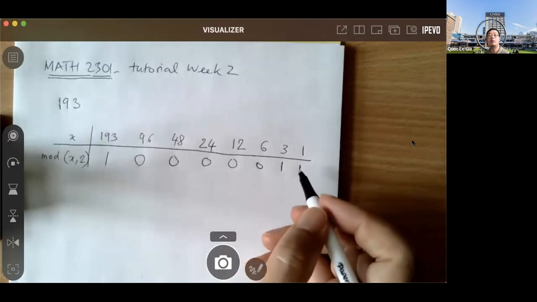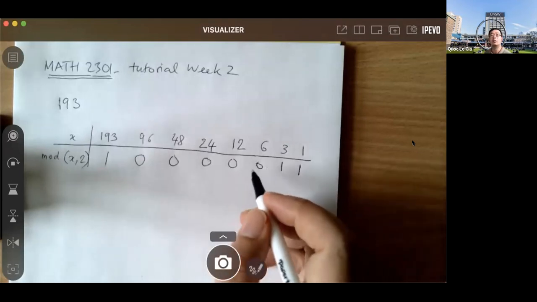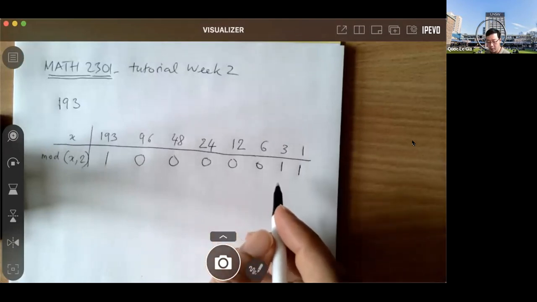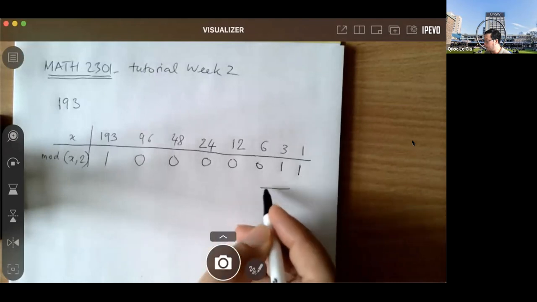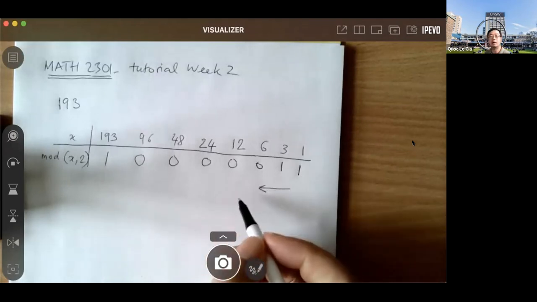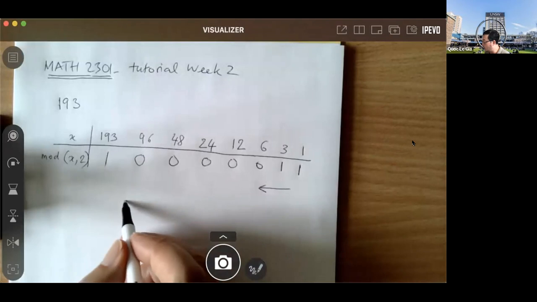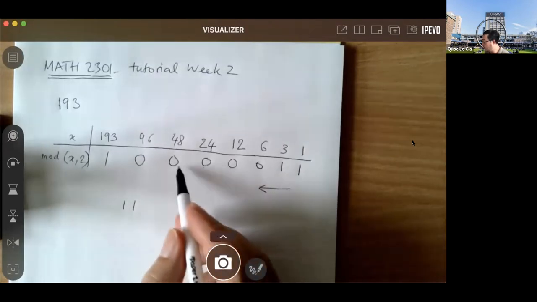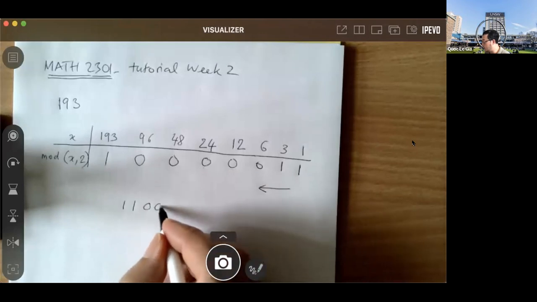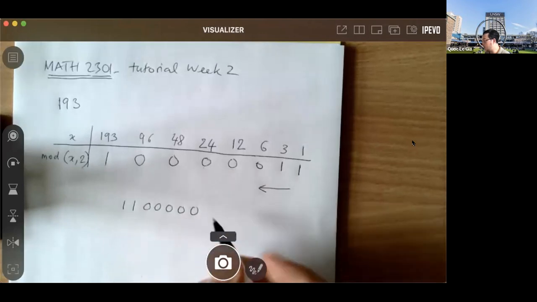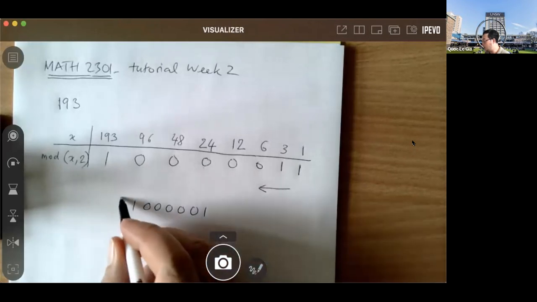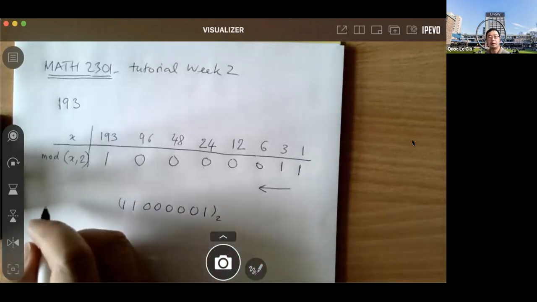Now you just read the table from the right to the left. You read it back like this. So you got 1, 1, then 5 zeros, 1, 2, 3, 4, 5, and then 1. So this is the binary representation of 193.